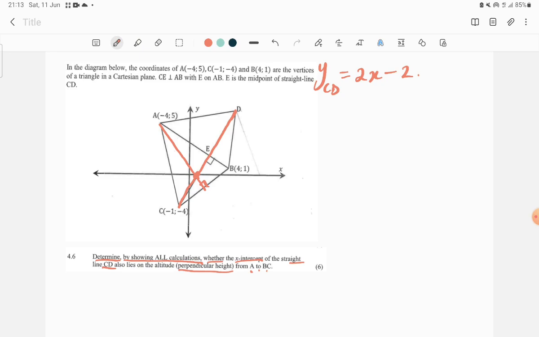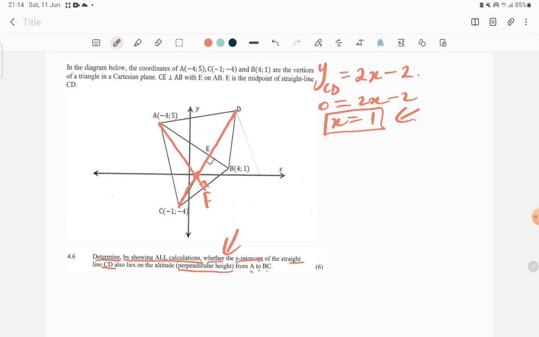Now, our calculations will be shown by first finding the x-intercept of CD. The x-intercept is where y is equal to 0. Then you have 2x minus 2 equals 0, then your x becomes just 1. Then we have found the x-intercept of CD. Now we need to prove, using a specific method, that the line AF, let's just have F here, also passes through that same x value. If it doesn't, then we have proven it the other way.